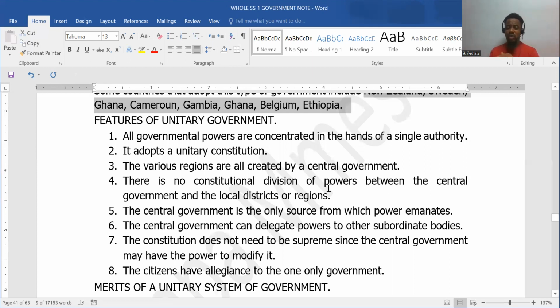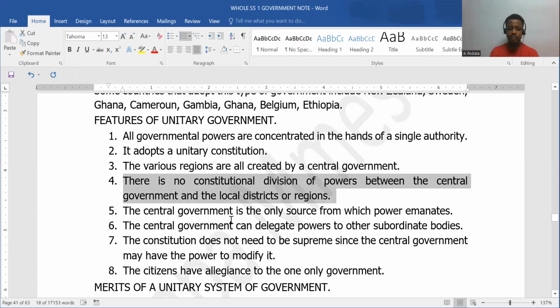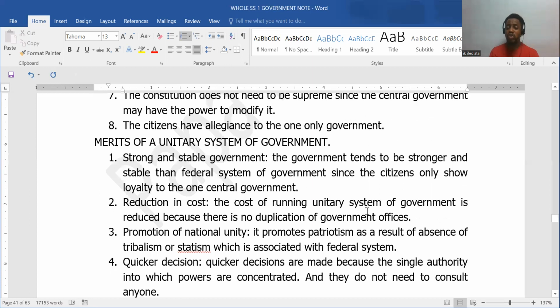Now, there is no constitutional division of governmental power. No, power is not shared. Power resides with the central government alone. Take note of that. Now, the central government is the only source from which power emanates, right? Like we said before, non-sharing of political power. It can delegate power to the subordinates, but the subordinates can't coexist with the central government to the point where they can independently make decisions as well. The highest that can happen to them is to receive delegated powers from the central government. Now, citizens have allegiance to only one government, that's the central government. So their loyalty is to the central government.